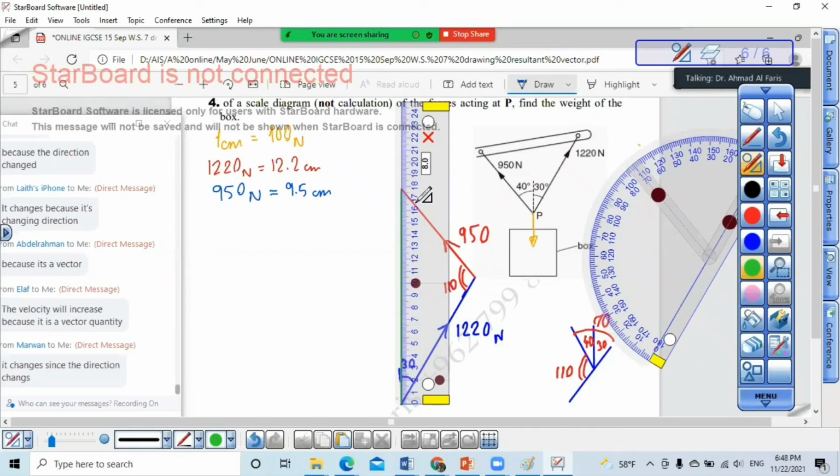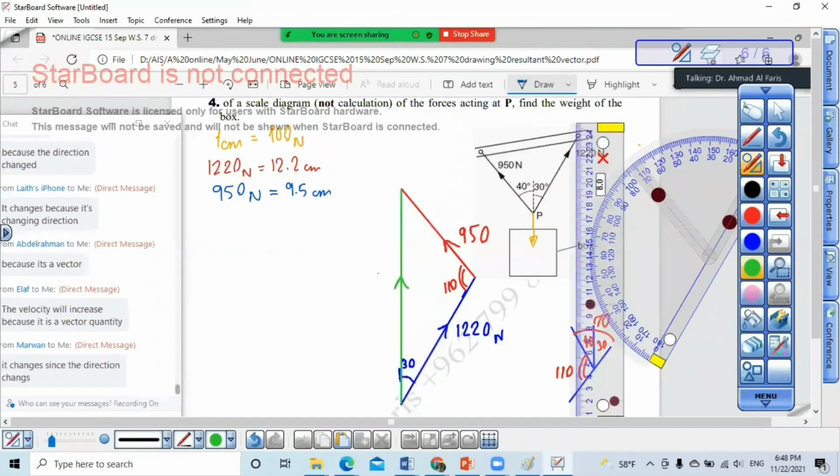As you can see, it is 17.8 centimeter. So it will be 1780 Newton.